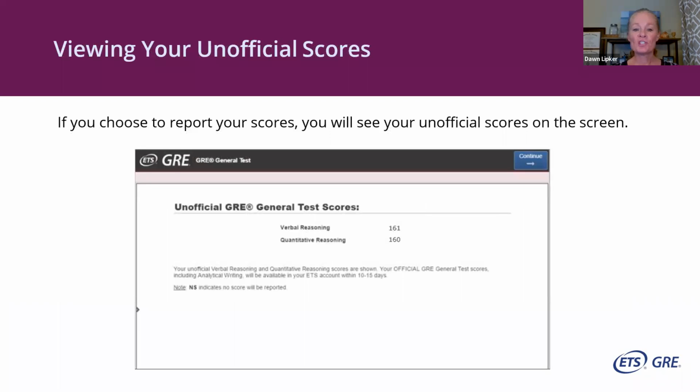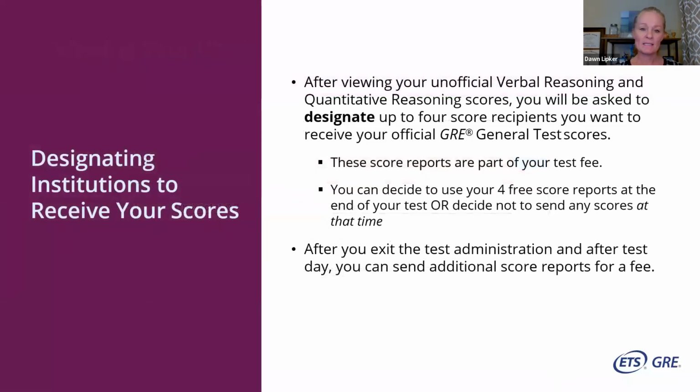So let's say you choose to report your scores. You finish, you want them to go to the school. You're going to see a screen that pops up that looks exactly like this. It shows your unofficial scores, and then you get to move forward. What you'll see next is going to be a designating institution. So after you see your scores and you decide you want to report them or not, like I said, you don't have to report them at that time, but what you need to know is if you do not report those at that time, you will have to pay $27 for each additional score report later. So it's a good idea to report them at the time.